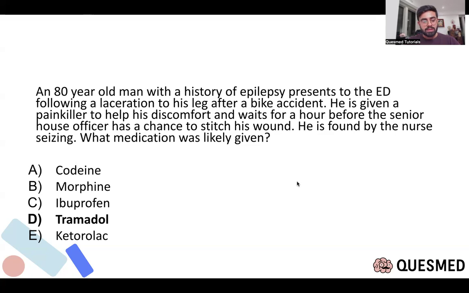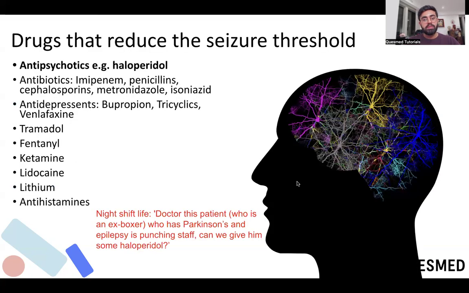So they're found by the nurse seizing. And what I want to talk about here are medications that can reduce seizure threshold. Because again, these are very important. Now, the main medications that are sort of most commonly used that can reduce seizure threshold are antipsychotics like haloperidol and antidepressants, in particular tricyclic antidepressants.